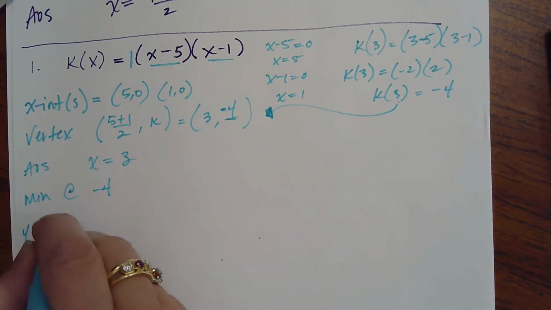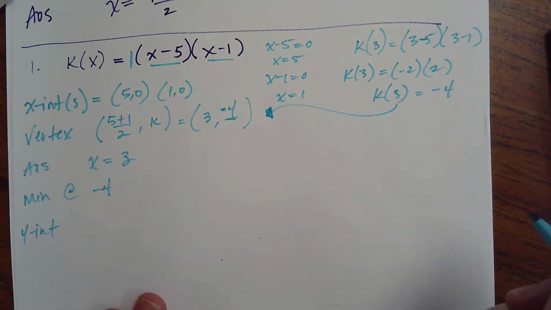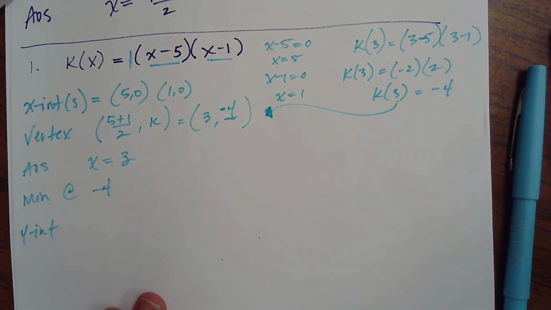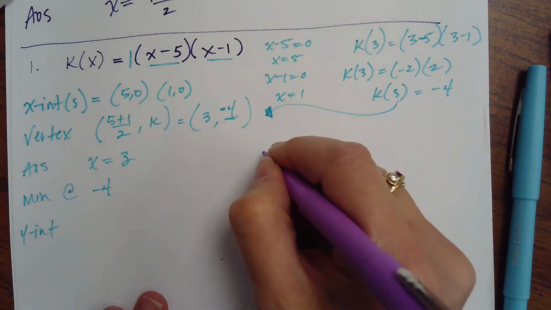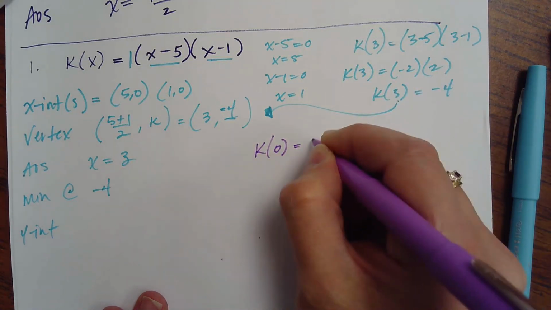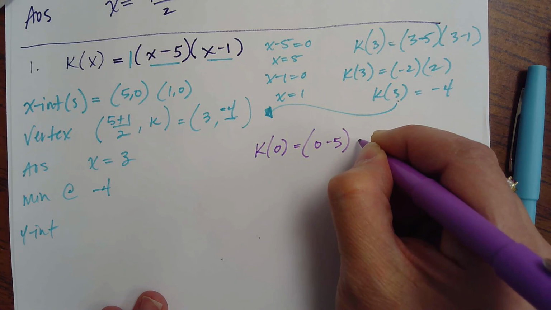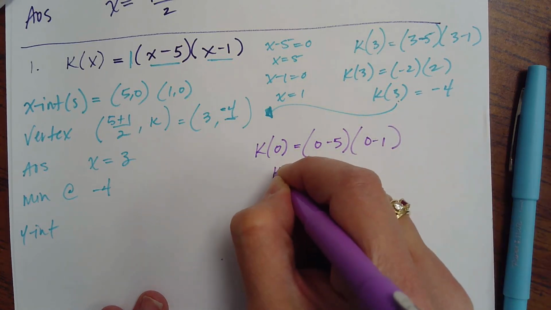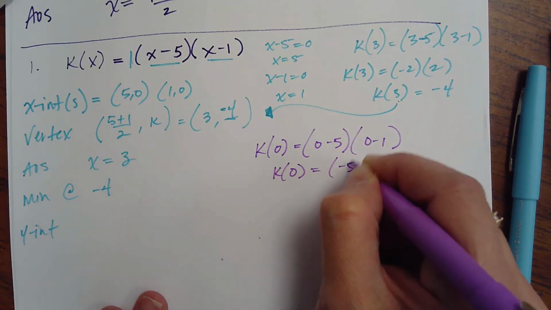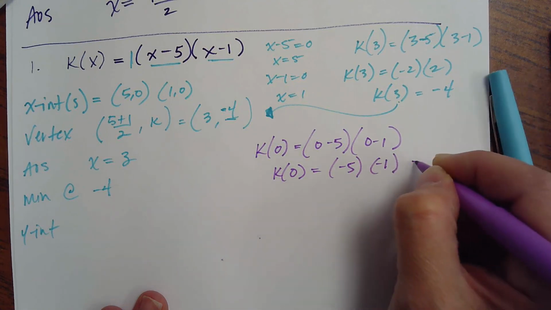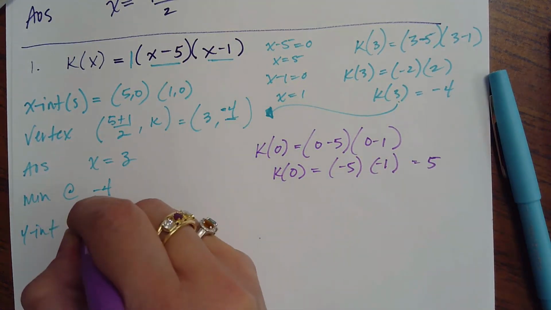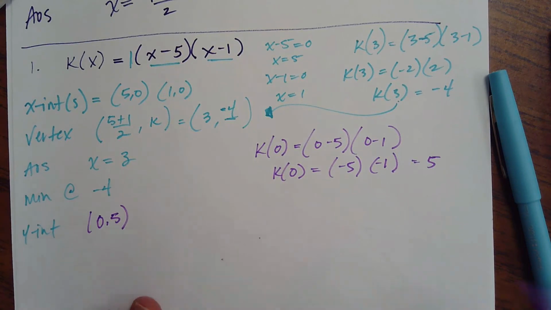And the last thing I need to find is our y-intercept. So that's plugging 0 in for x. So 0 minus 5, 0 minus 1. So I get negative 5 and negative 1, which gives me 5. So again, write it as a point.